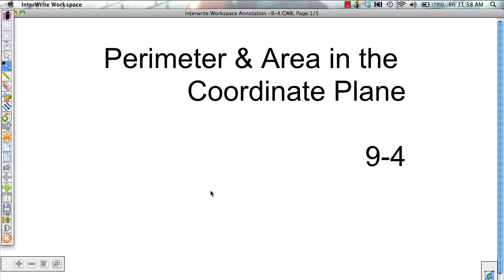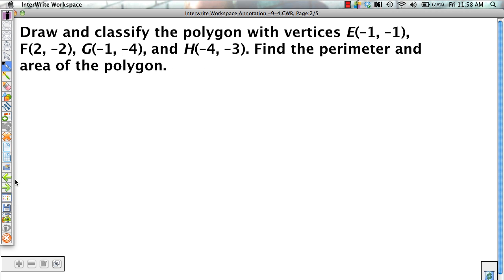We've been talking about perimeter and area, so let's apply it now to the coordinate plane. We're going to have to use skills that we've been using all year, so let's refresh our memories. So we need to draw and classify a polygon with the vertices of E, F, G, and H. Then we're going to find the perimeter and area of the polygon. So hopefully you remember that the first thing we need to do is to plot these points.